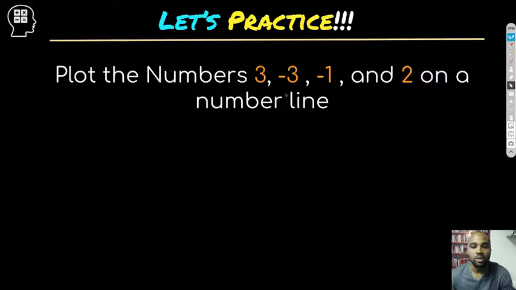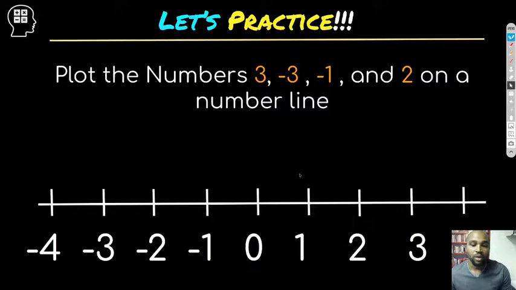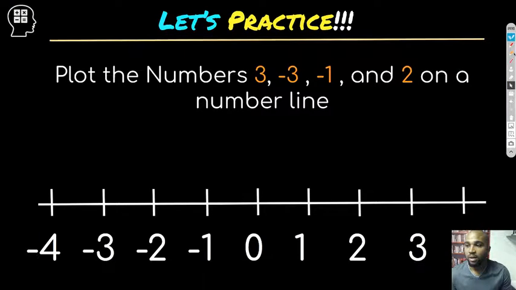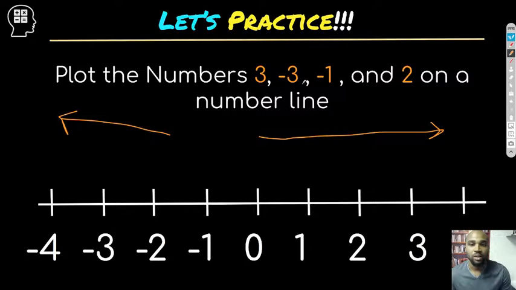Plot the numbers 3, negative 2, negative 1, and 2 on a number line. Well, first we need to draw a number line. And you saw that already. The number line is going to have a 0 in the middle. On the right side, you're going to have positive numbers. On the left side, you're going to have negative numbers. And I want to actually plot them before we close out here because we're almost done. As you see, as we go to the right, the numbers increase. And as we go to the left, the numbers decrease. They go down further, and we'll get into that more later.